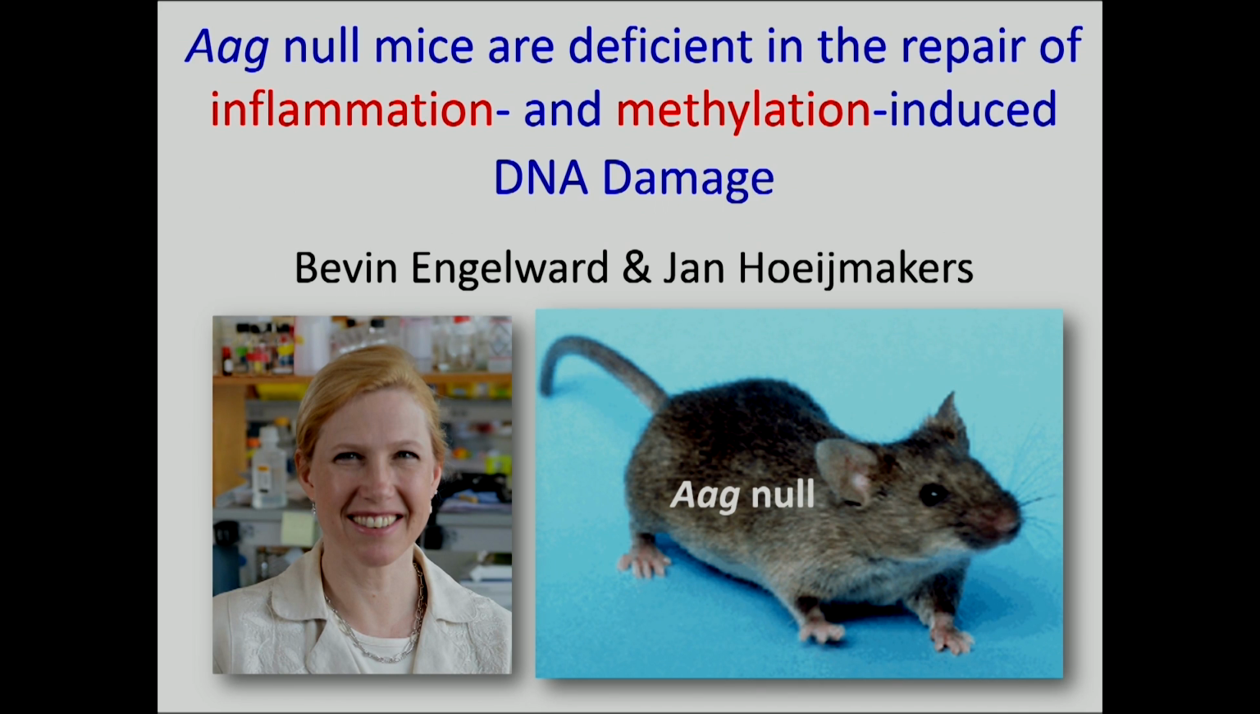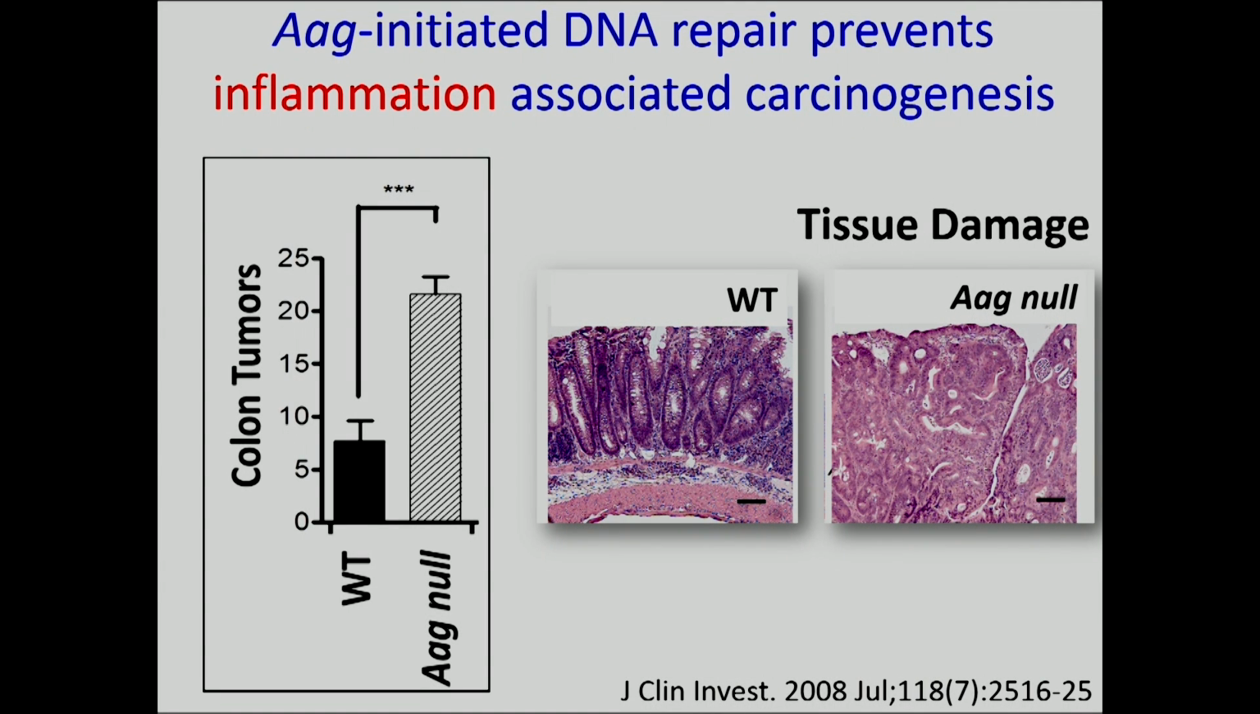Now, several years ago, Bevan Engelward, when she was a student in my lab, she's now a full professor at MIT and one of my closest colleagues, had a project to knock out this repair function in mice. She generated a mouse deficient in the Aag DNA glycosylase activity, and our lab and her lab have characterized this mouse for the past several years.